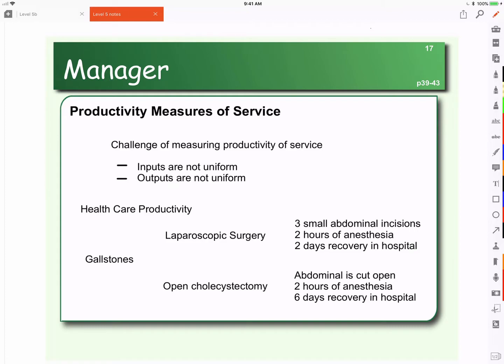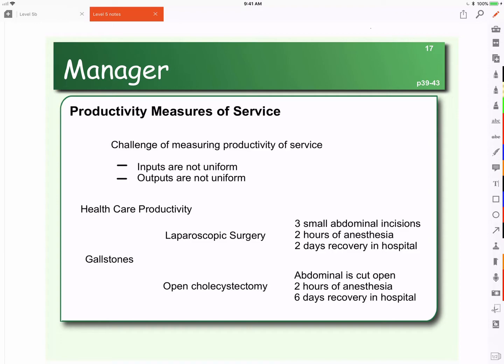Option number 2, an open cholecystectomy. This is when the abdominal is cut open, still 2 hours of anesthesia, but now because of that large cut in your abdomen, then you are in the hospital 6 days recovering. So which one do you do?